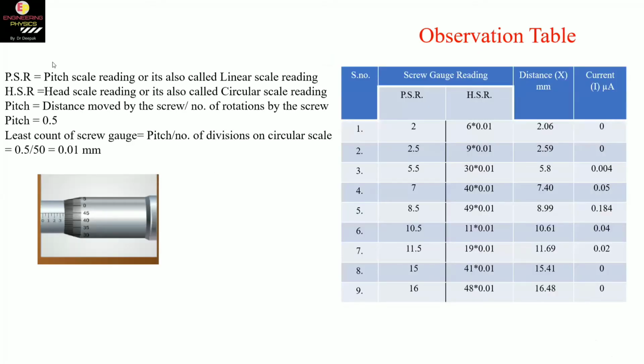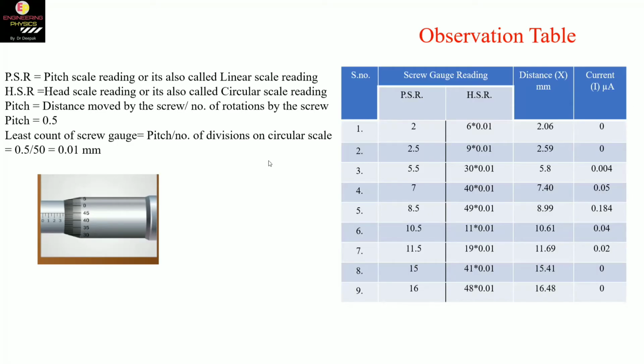Now how can we note down the reading? In the observation table, PSR denotes the pitch scale reading, also called the linear scale reading. HSR is the head scale reading, also called the circular scale reading. Pitch is equal to the distance moved by the screw divided by the total number of rotations of the screw. So pitch is equal to 0.5. Least count of the screw gauge is equal to pitch upon the number of divisions on the circular scale, 0.5 divided by 50, which is equal to 0.01, the least count of the screw gauge.